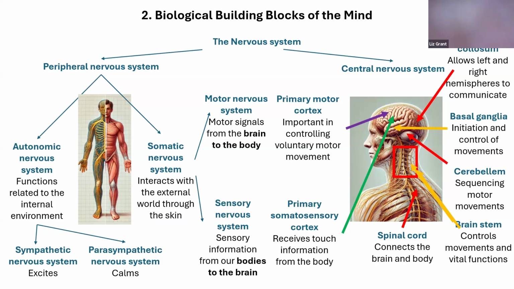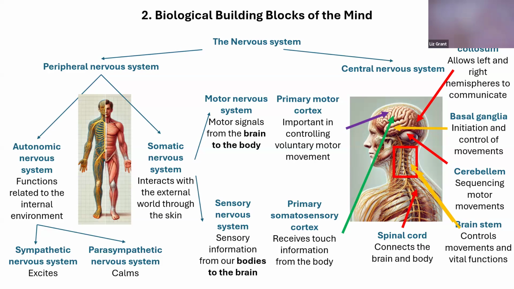So signals go from the brain to the body through the motor nervous system and direct the body to do certain things. So you may sense something hot through the sensory nervous system. It sends a message to the brain, which then sends a message back to say, move away from the hot thing.